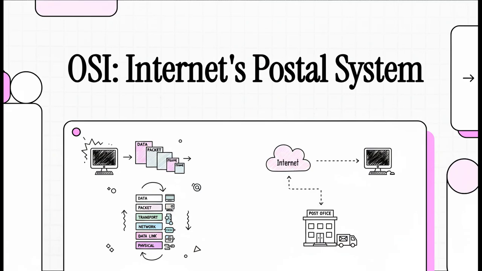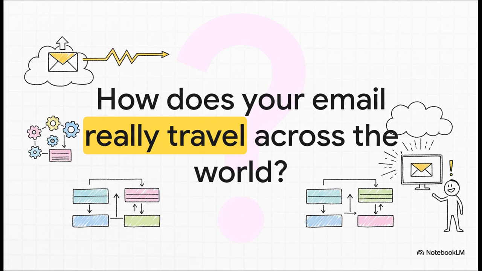Have you ever really thought about how the internet actually works? I mean, really? Today we're going to pull back the curtain on something called the OSI model. It's kind of like the hidden rulebook that powers everything you do online, from sending an email to streaming a movie. Let's dive in.